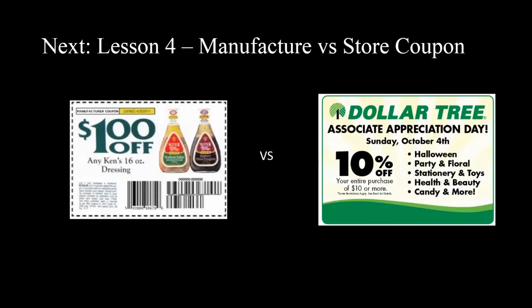In our next lesson, lesson 4, we'll be talking more about manufacturer versus store coupons. A little detail here. See how it's stated on this coupon. This is a manufacturer coupon entitling you to $1 off of any canned 16-ounce dressing. Over here, this is a store coupon. This coupon can only be used at Dollar Tree and on this particular Sunday, where you come in and get 10% off your entire purchase of $10 or more. But we will discuss this more in depth in lesson 4.